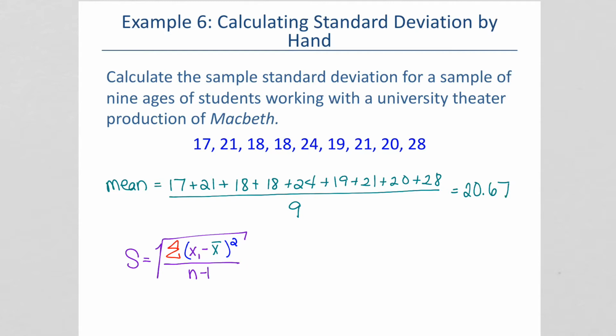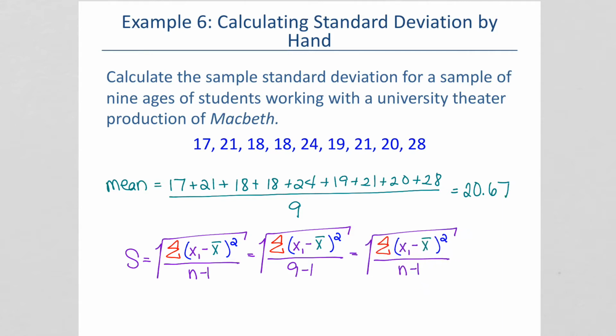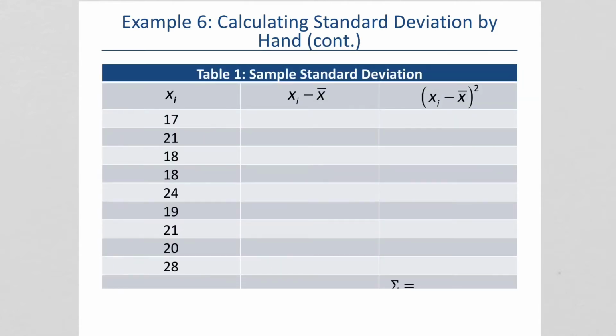Well, it's easy for us to go ahead and figure out what n minus 1 is, because that would just be 9 minus 1. So on the bottom here, don't you love copy and paste? Or I do anyway, is 8. But the rest of it is a process. And we're going to use this table to walk us through the process.